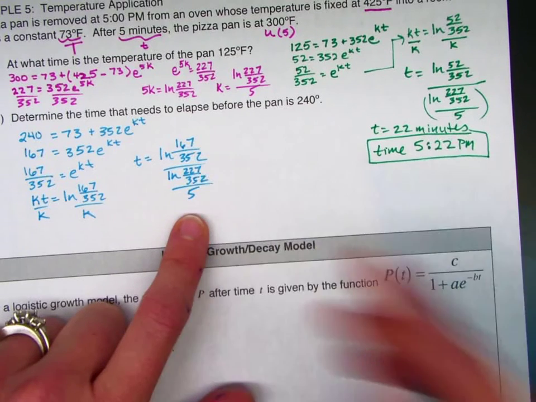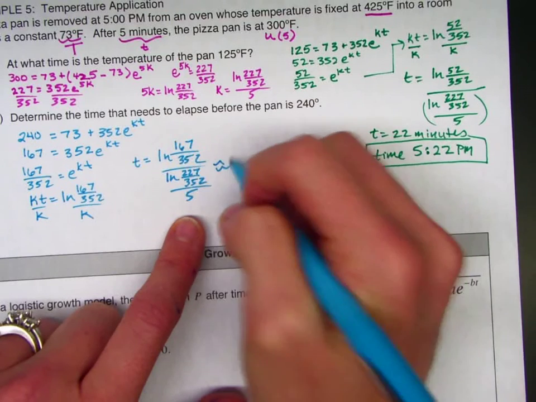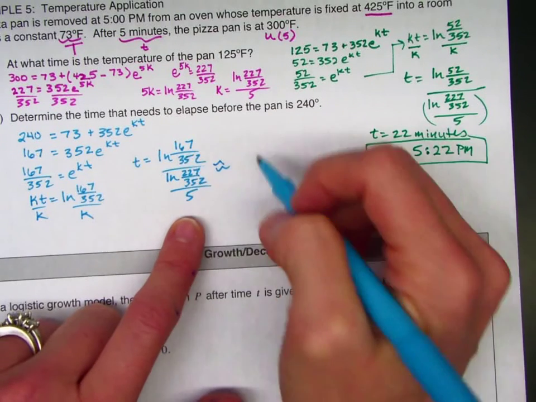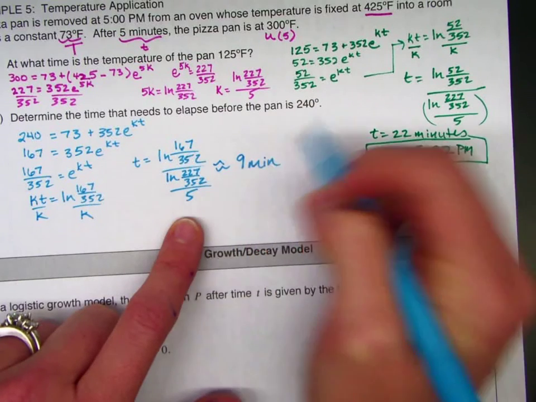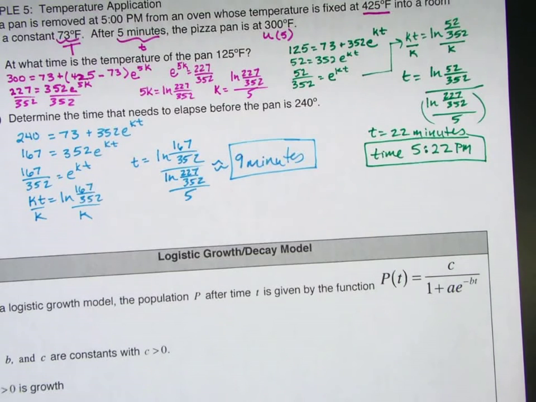So for this one, when you plug it in, what do you get? How many minutes? About 9 minutes. 8.5, so about 9 minutes. If you put 8.5 minutes, that would be fine.